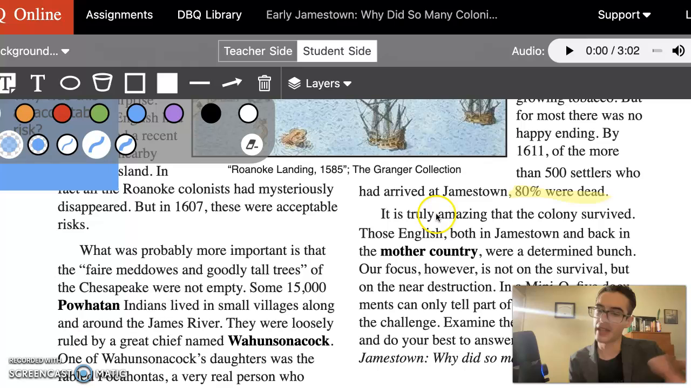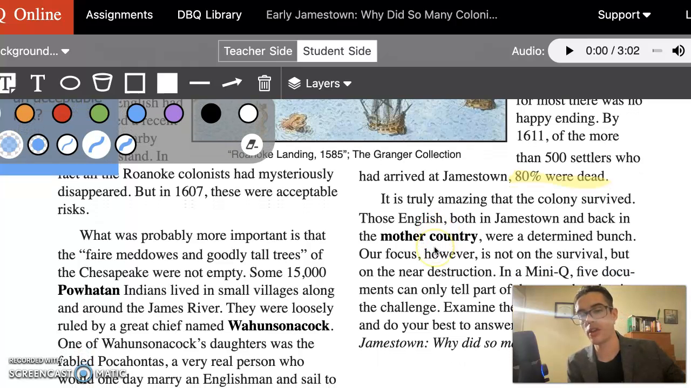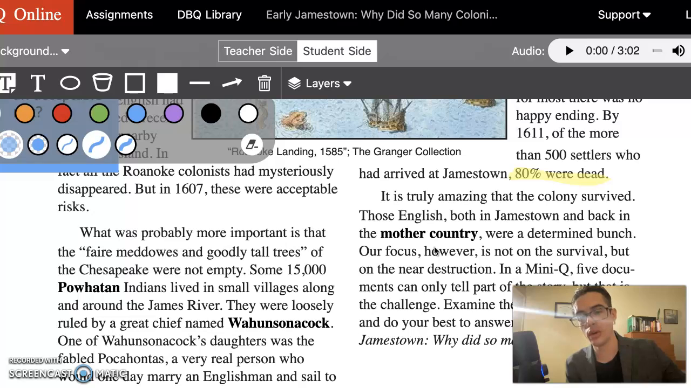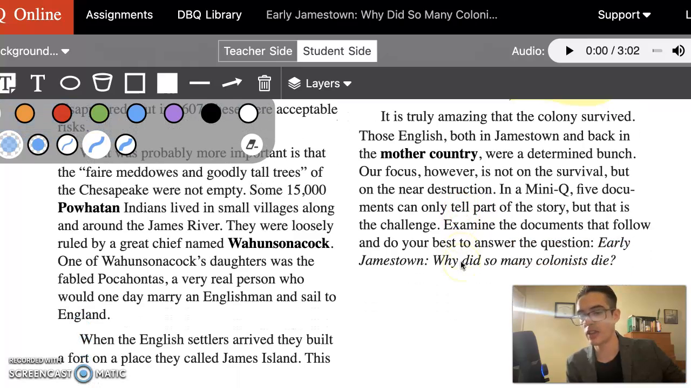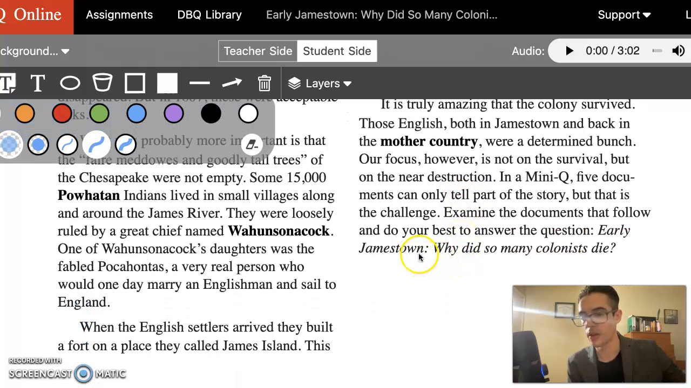So what's truly amazing is that this colony survived. Those English, both in Jamestown and back in the mother country, were a determined bunch. Our focus is not on the survival, but on the near destruction. In a mini-Q, these 5 documents will tell part of the story, but that's the challenge. So you're going to examine the documents, and then answer the question, early Jamestown, why did so many colonists die?